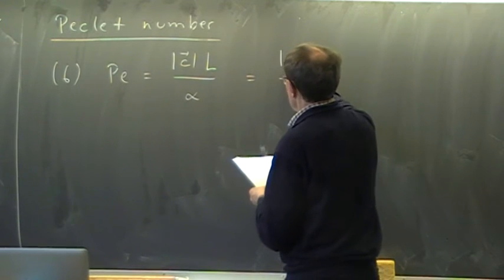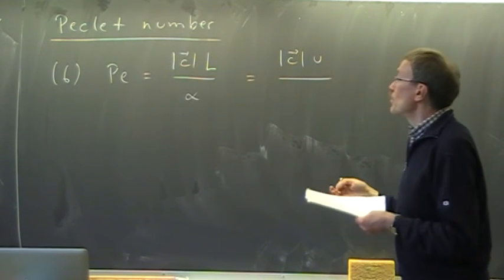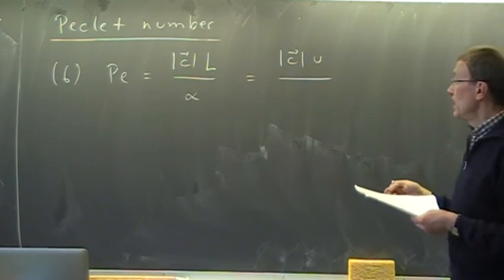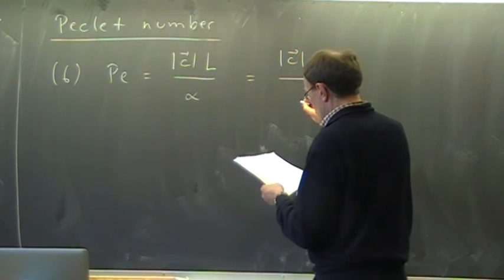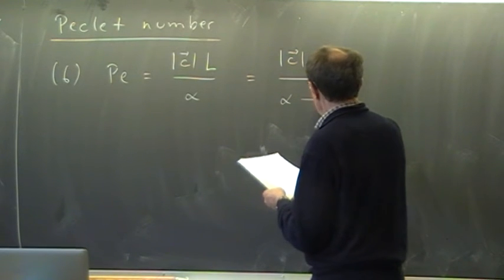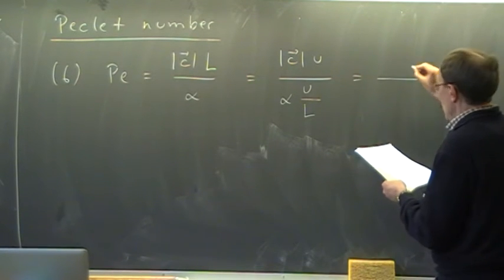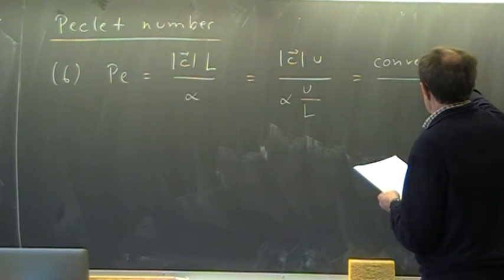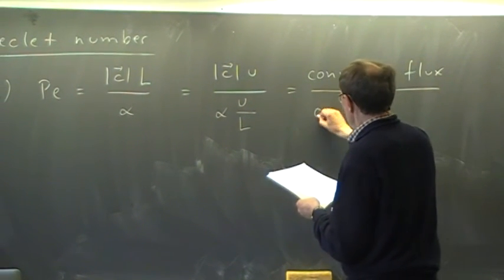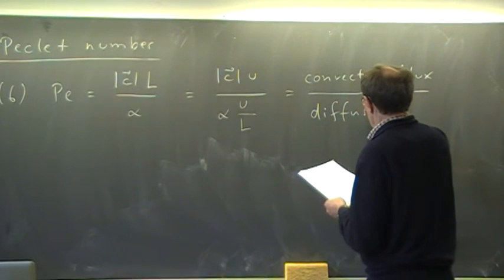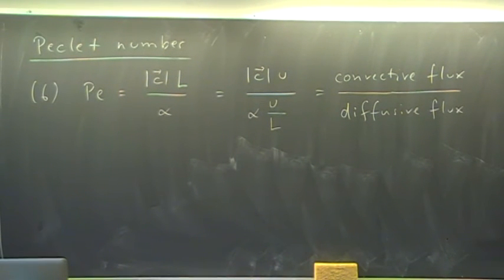So that is equal to C U. U is now our advected and diffused quantity. In this example, it is actually the velocity perturbation, divided by alpha U over L. And this is the ratio then of convective flux divided by diffusive flux. That is then indicating the ratio of these contributions that we have.